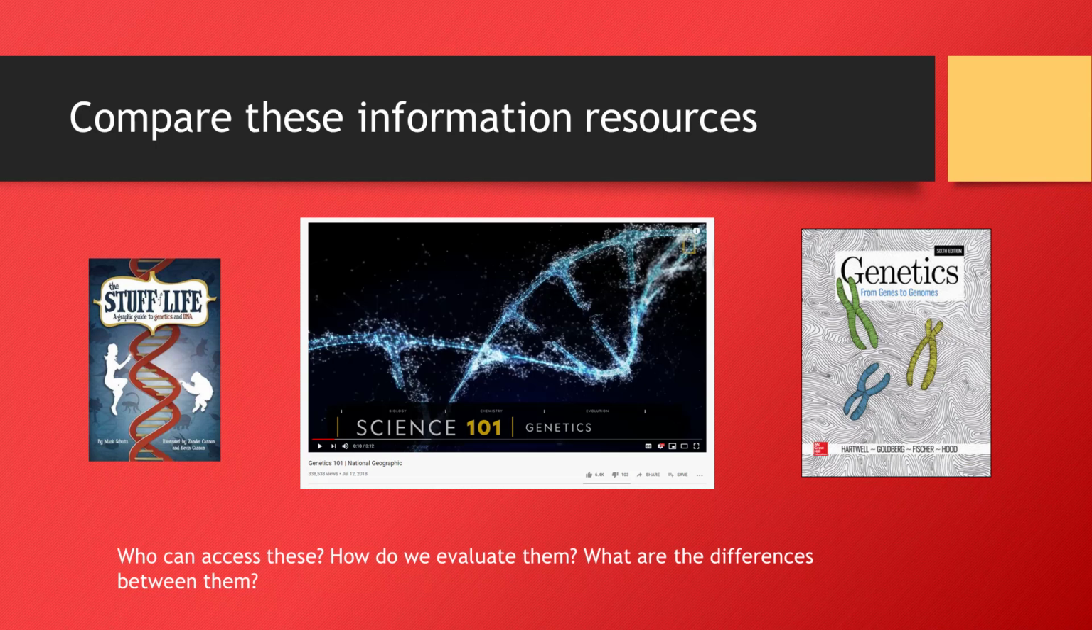Another thing to notice is that the first one has a single author. The second one has multiple people participating in filming and production, and the third one has many expert authors contributing to it. The first one likely had a single editor review the manuscript before publication. The second one was likely reviewed only by National Geographic's own production team, and the third one likely went through a fairly rigorous editorial process as it was being prepared.